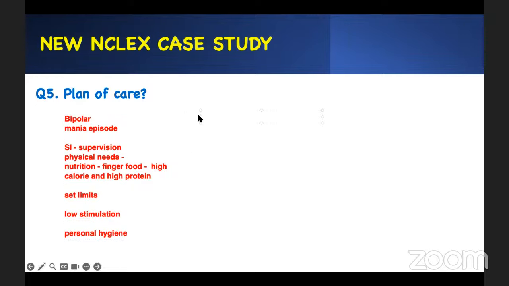Sometimes your board will try to trick you. Any food that will increase their energy, you should not use it, okay? Don't put them too much on fire, like with coffee. If they put coffee in there, or energy drinks, just take it away. It's a trap, okay? Even though we're talking about high calorie, high protein, no energy drinks. These have epinephrine or stimulants in them. It will put them back in the heightened state they were in before. So just try to avoid that as much as possible, okay?